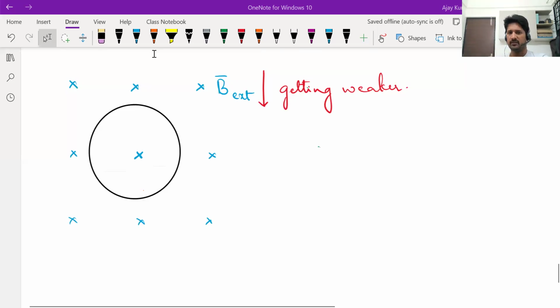The external field is into the screen, but it's getting weaker. So what will be the direction of induced current in the loop?